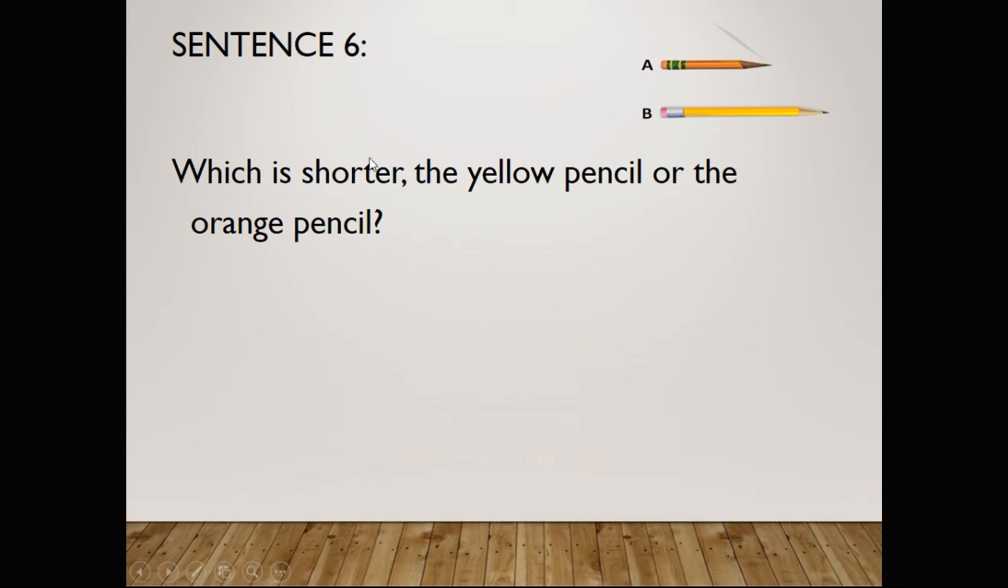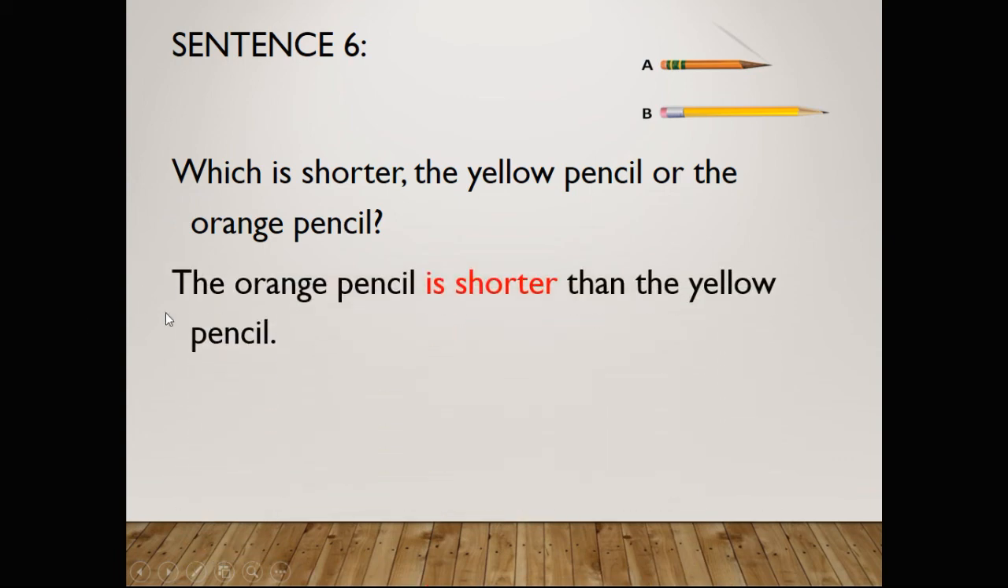Sentence number 6. Which is shorter, the yellow pencil or the orange pencil? Now, the answer is the orange pencil is shorter than the yellow pencil. You can see that in the picture. The orange one is shorter than the yellow one. Now the word shorter is from the word short. Short, shorter, with ER at the end.